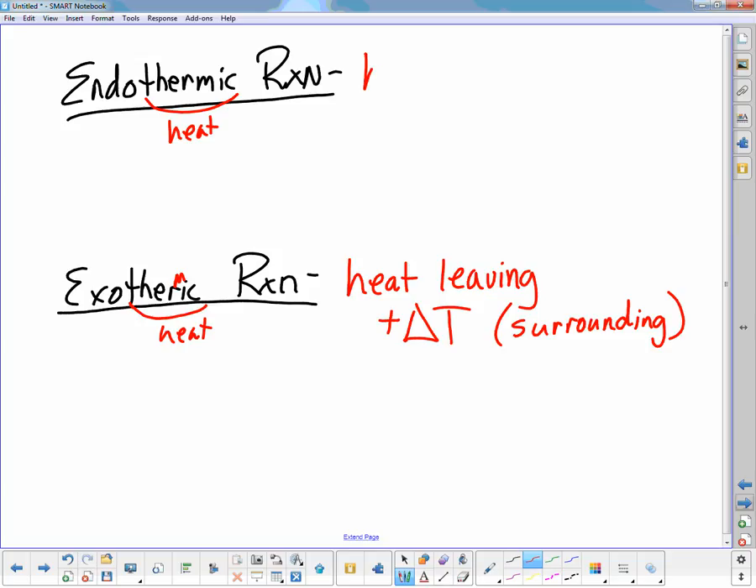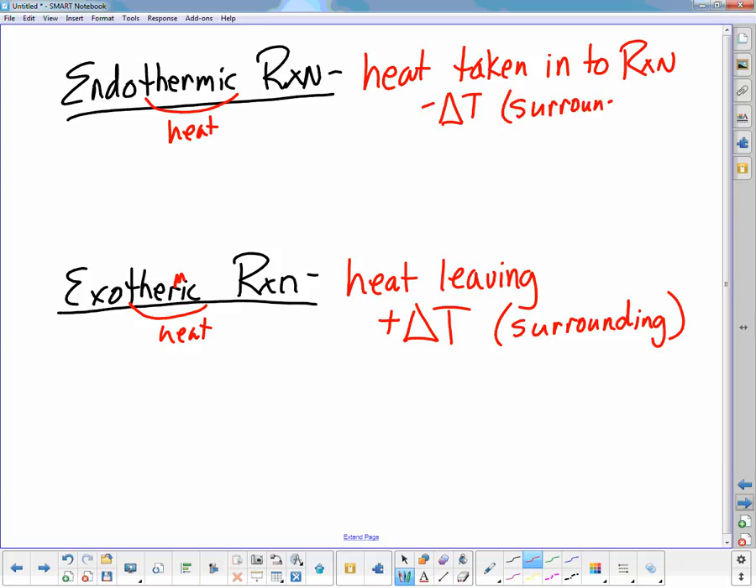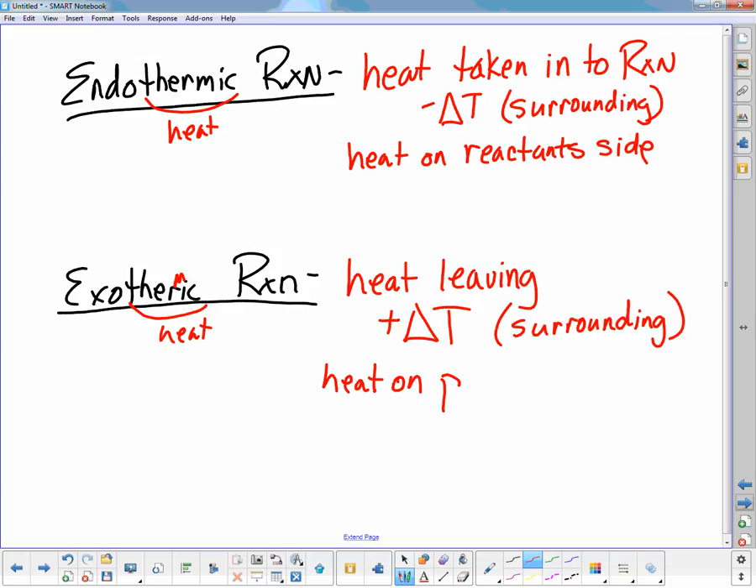So heat is taken in to the reaction. And delta T for this is going to be what? For the surroundings, it is going to be negative. Now, as we look at this, endothermic, that is going to go heat on the reactant side of a reaction. So where would the exothermic heat be? Products, yep, given off.